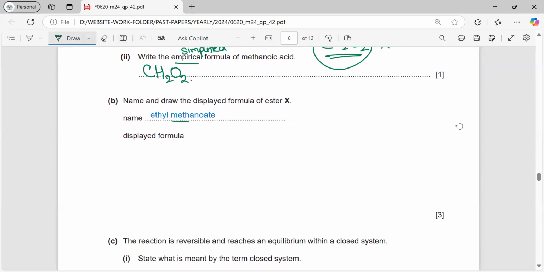Ethyl methanoate, and then we'll draw its structure. First, we'll draw methanoate. Meth means 1 carbon, eth means 2 carbon. Meth is 1 carbon, so 1 carbon, double bond O, and O. So in methanoate, there will be 2 hydrogens like this. So this is methanoate, which we drew. And then we have ethyl attached with it, 2 carbon. So this is ethyl.